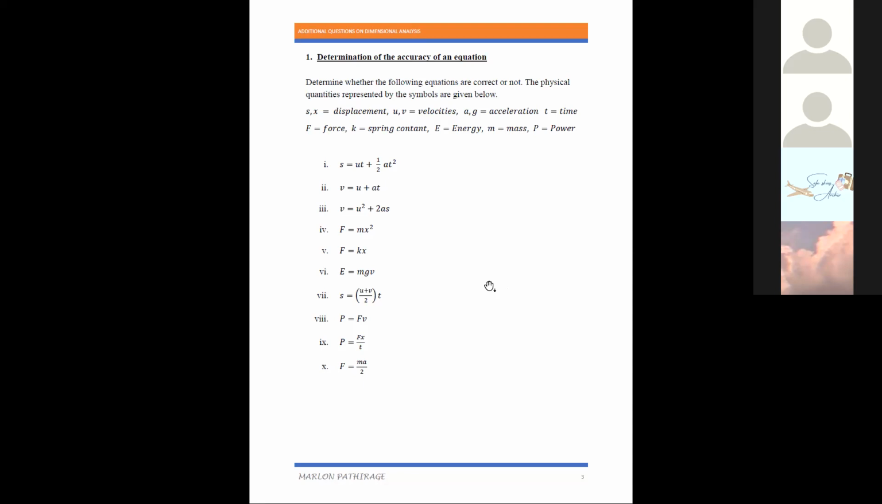Fourth one, F equal mx square. Fifth one, F equal kx. Sixth one, E equal mgv. Okay.